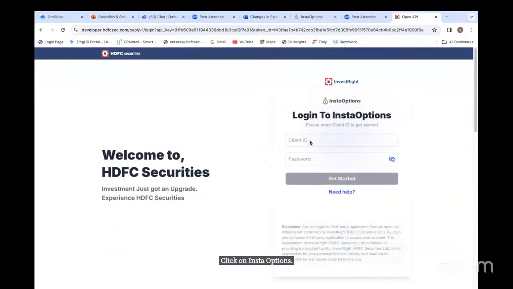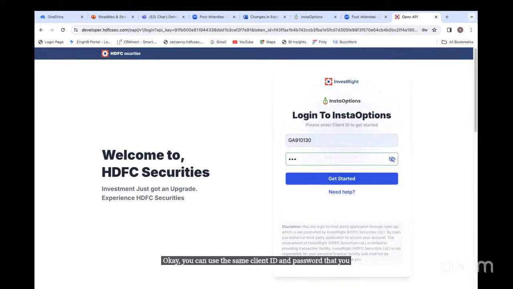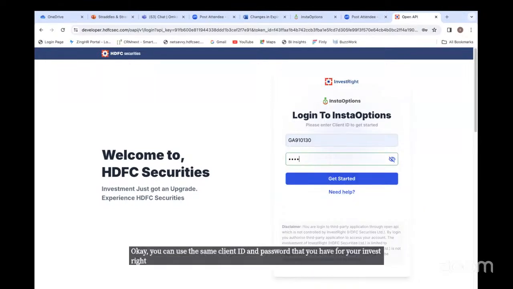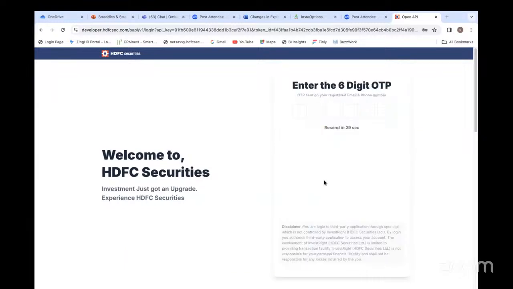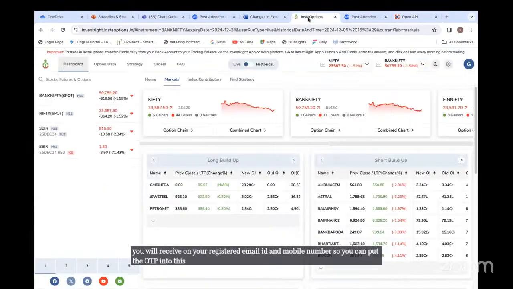Here it will ask for client ID and password. You can use the same client ID and password that you have for your InvestRight account or HSL account. You can log in with the same credentials. It will ask for the OTP which you will receive on your registered email ID and mobile number. You put the OTP in and log in to the platform. This is the dashboard where it will take you.